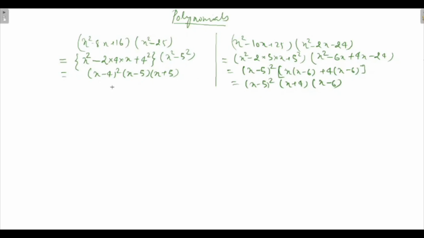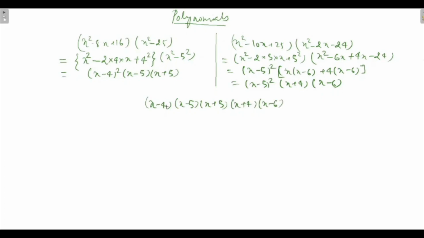What I can see here is the distinct terms are, one is x minus 4, so let me write x minus 4. Then I see x minus 5 and x plus 5. So first I'm going to write them. So x minus 5 is taken already. X plus 4 is not there, so I'll write x plus 4. And then x minus 6 is also not there, so I'll write x minus 6.